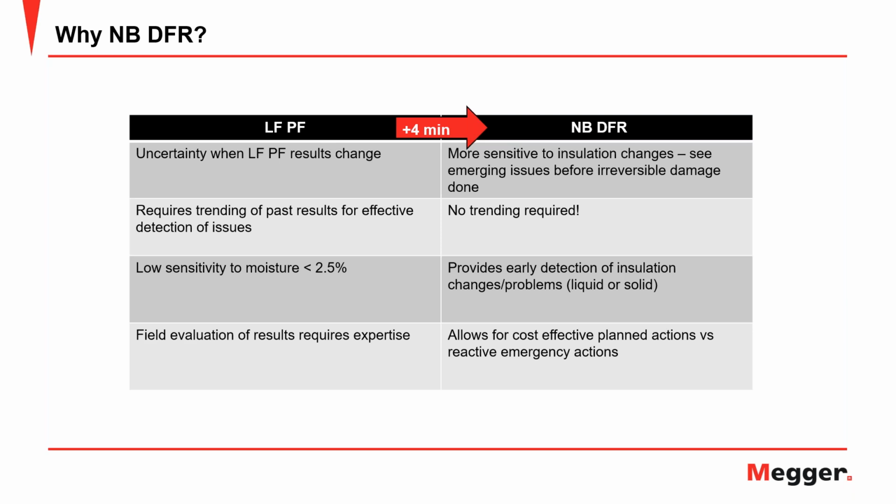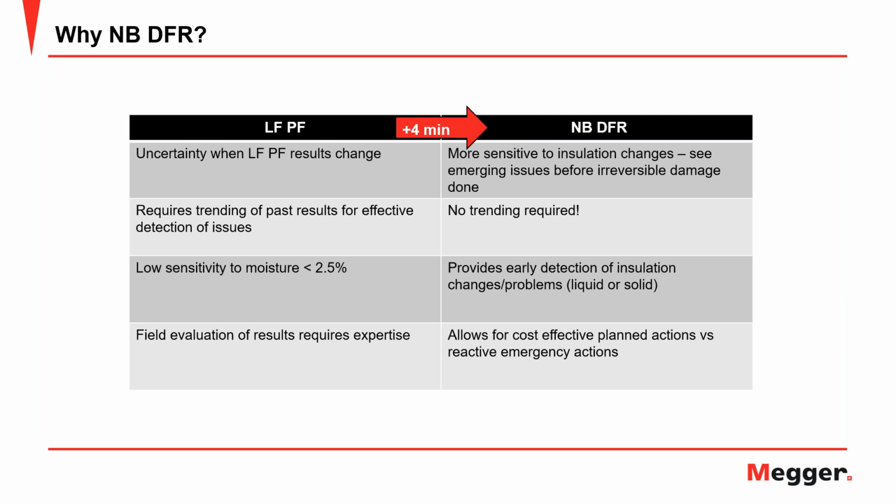Your line frequency power factor has low sensitivity to moisture. And this is important to see because you will have a fast or significant reaction in your power factor values when you go over, say, 2% moisture concentration or 2.5% moisture concentration. But here with narrowband, it's an early detection, and again, looking into the lower frequencies, it's much more sensitive to that. Line frequency is used for field evaluation, and results require some expertise.